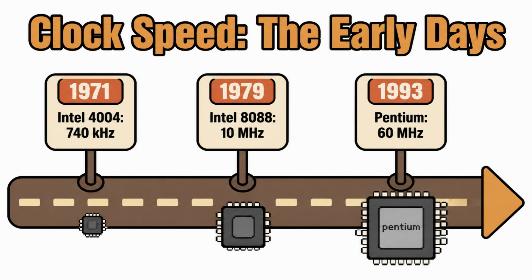Now, let's take a quick trip back in time. In 1971, the very first Intel processor, the 4004, ran at just 740 kilohertz. That's less than 1 megahertz. Then, by 1979, the Intel 8088 hit 10 megahertz. And in 1993, the original Pentium launched at 60 megahertz. Back then, these speeds were revolutionary. Engineers were pushing the absolute limits of what silicon could do. It's wild to think how far we've come.